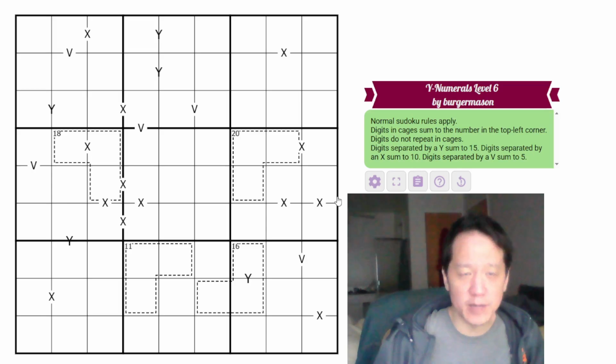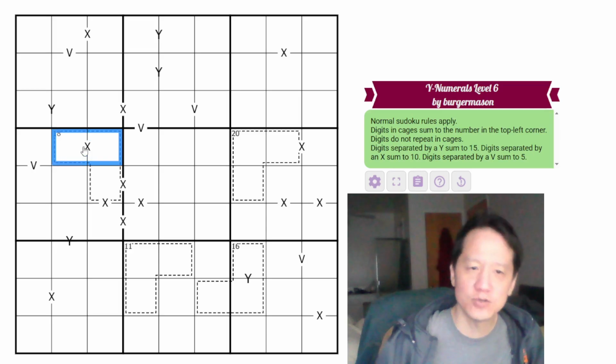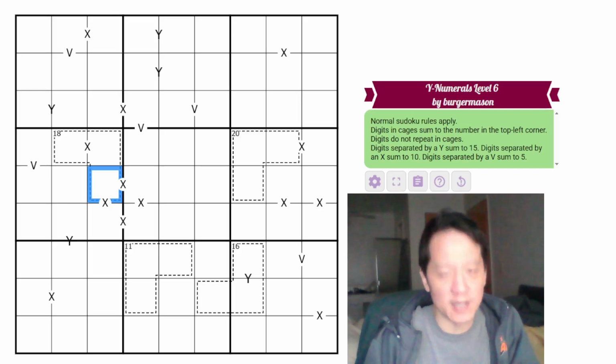Okay, the first thing that pops to my mind is we see cages which have X's and V's in them, or Y's. So that tells us these two digits add up to 10. Well, what does this remaining digit have to add up to? To add up to 18 for the cage. These two add up to 10, so 18 minus 10 is 8. So this must be an 8.